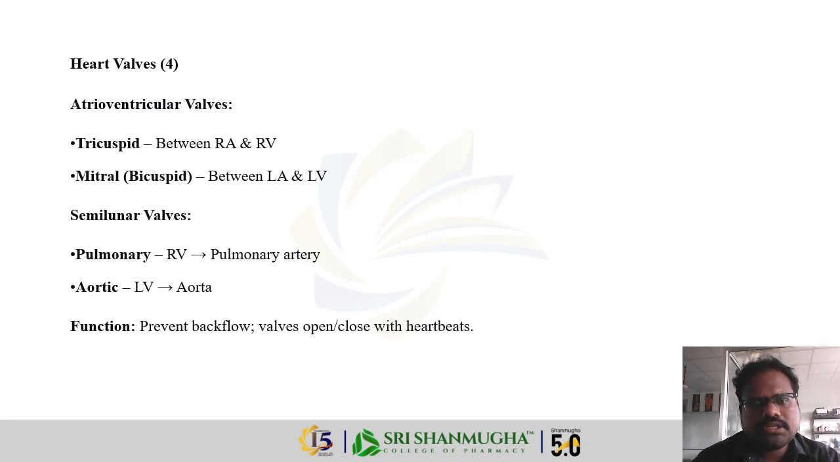Then we also have the semilunar valves. One is the pulmonary valve, which is from the right ventricle to the pulmonary artery. Then the aortic valve, where the left ventricle passes the blood to the aorta. So what is the function? To prevent the backflow of the blood. The valves open and close with the heartbeats. Once the heart beats, the valves open and close.